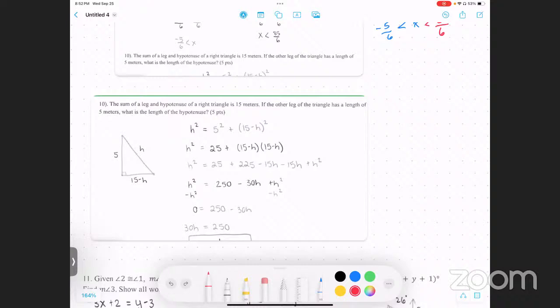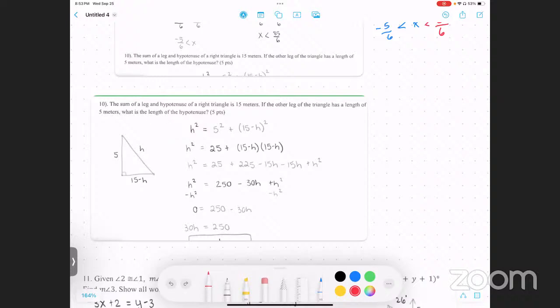Number 10 says the sum of a leg and hypotenuse. So leg means one of the shorter sides, right? So either this side or this side is the leg. Can you see my little circle? Okay. The sum of a leg and a hypotenuse, so the hypotenuse is the longer side, the side across from the 90-degree angle, is that many meters. If the other leg of the triangle has a length of 5, what is the length of the hypotenuse?